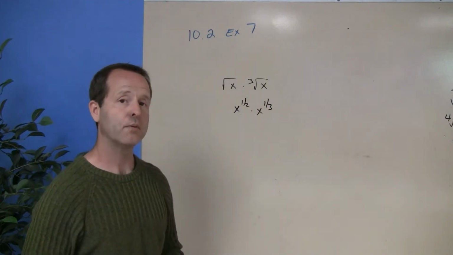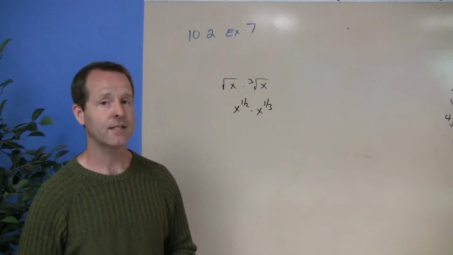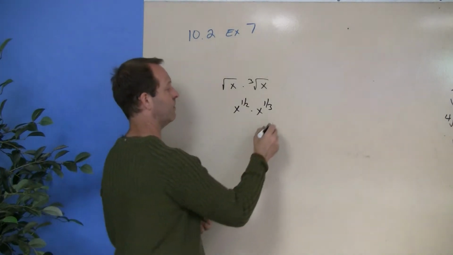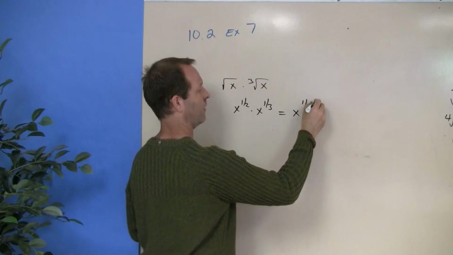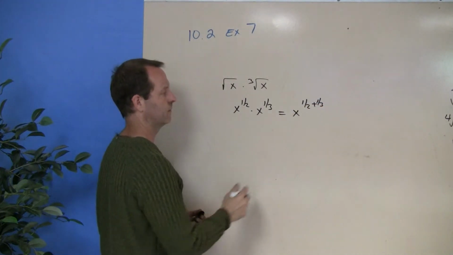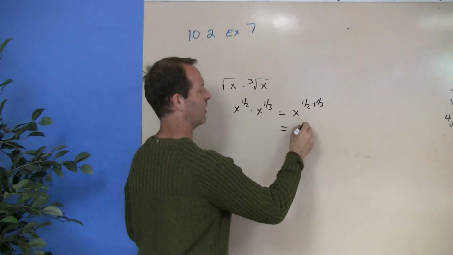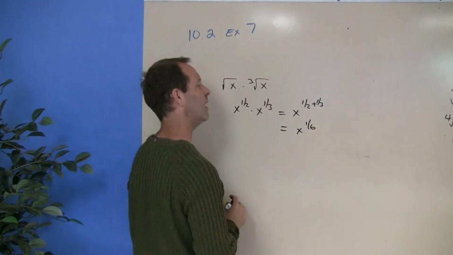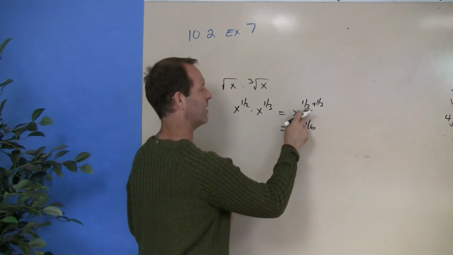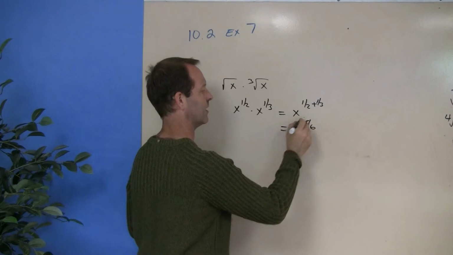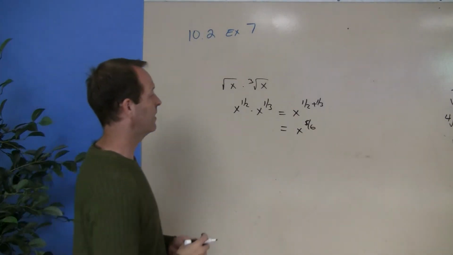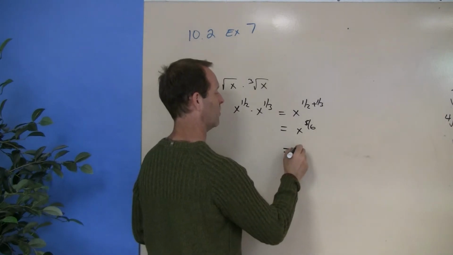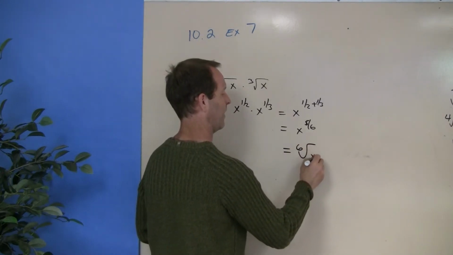How do I multiply numbers with like bases, different exponents? I add the exponents, so it becomes x to the 1/2 plus 1/3, which is 5/6. See, that's 3/6 plus 2/6, that becomes 5/6. So that's x to the 5/6, and then I can bounce it back to radical world, which is the 6th root of x to the 5th.